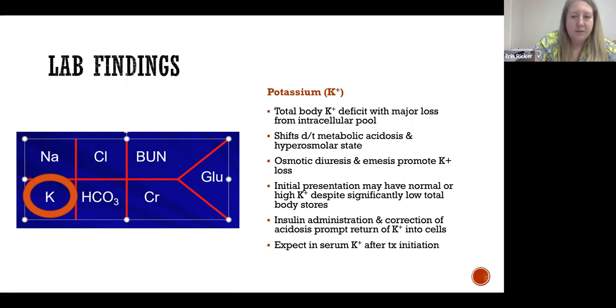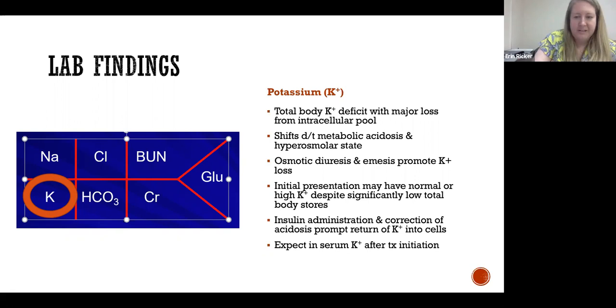So your hydrogen ions from the acidosis are buffered by the cells, being swapped intracellularly, while potassium becomes more extracellular. You're also having a hyperosmolar state, which can increase your potassium initially. Osmotic diuresis and emesis promote potassium loss. So again, that goes back to us being total body depleted in our potassium. Your initial presentation may have normal or high potassium, even though your whole body's stores are low.